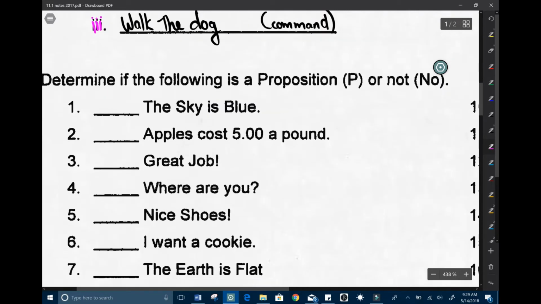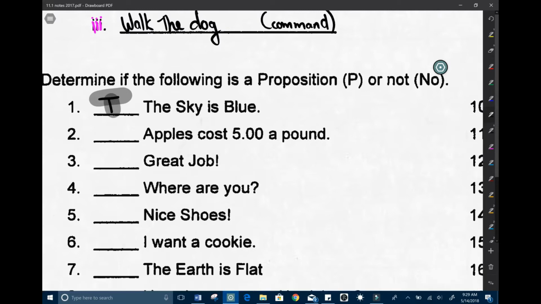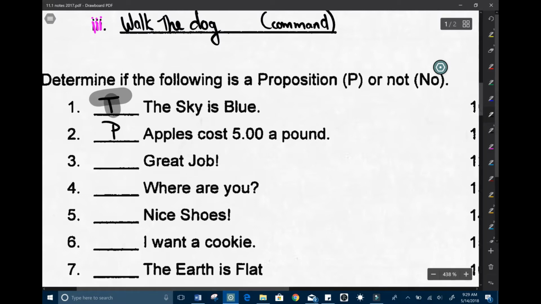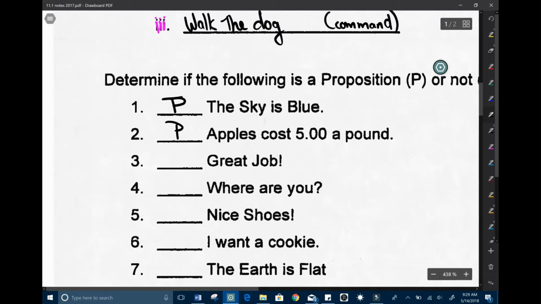To determine if the following is a proposition, P, or if not, no. The sky is blue. True or false, you could say true, so that one is a proposition. Technically it's not blue, but we're not worried about the truth or falsification. It's just, can we answer it with true or false? Apples cost $5 a pound. That is also a proposition. Maybe they don't cost $5, but again, I'm just worried, can I answer with true or false?